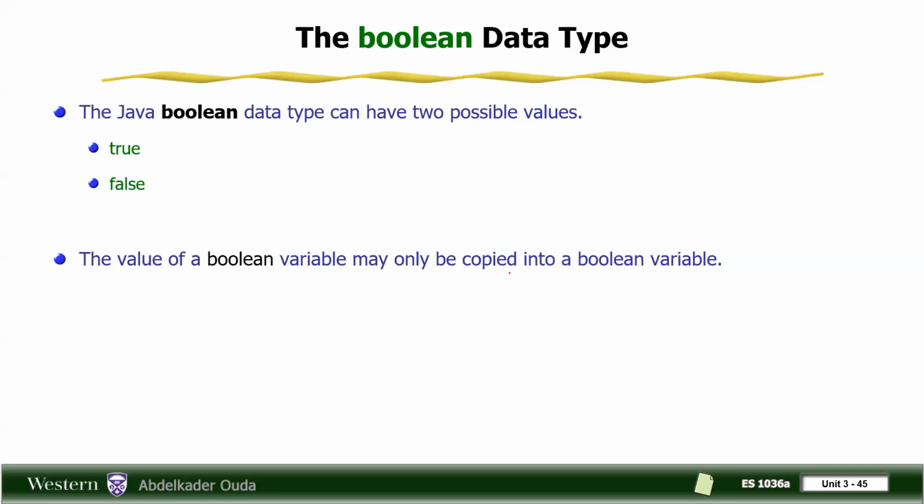We reach the Boolean data type. The Boolean data type has one of two values, true and false, 1 or 0. The Java Boolean data type can have two possible values, true or false. The value of a Boolean variable may only be copied into a Boolean variable. So I can use true and false only if I define them as Boolean variables.